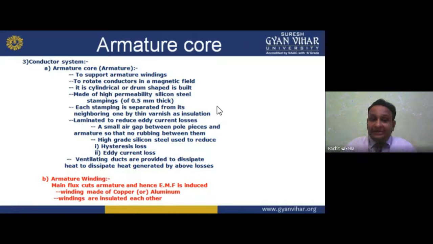Now it is laminated to reduce what, my dear student? Eddy current loss. I told you earlier in the previous lectures about eddy current loss. So it is laminated to reduce eddy current losses. Okay. There is a small air gap between the pole pieces and the armature, so that there is no rubbing between them. My dear student, there will be some air gap; otherwise it rubs and friction will be there. So I have to leave some air gap so it can rotate very easily, and rubbing will not take place.